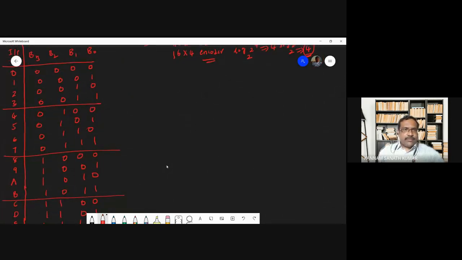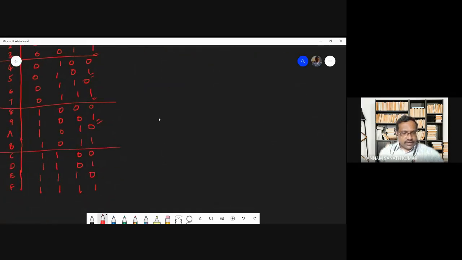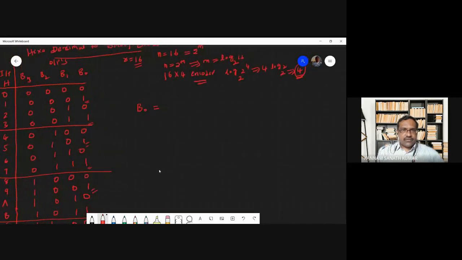Okay, so next what you need to do, you need to write the values for B0. So let us consider B0. So B0 equals, wherever you have ones, see here, you will get odd number values. So 1 OR 3 OR 5 OR 7 OR 9 OR, and next B OR D OR F. Okay, these are the values for B0. So I'm writing 1 OR 3 OR 5 OR 7 OR 9 OR B OR D OR F.